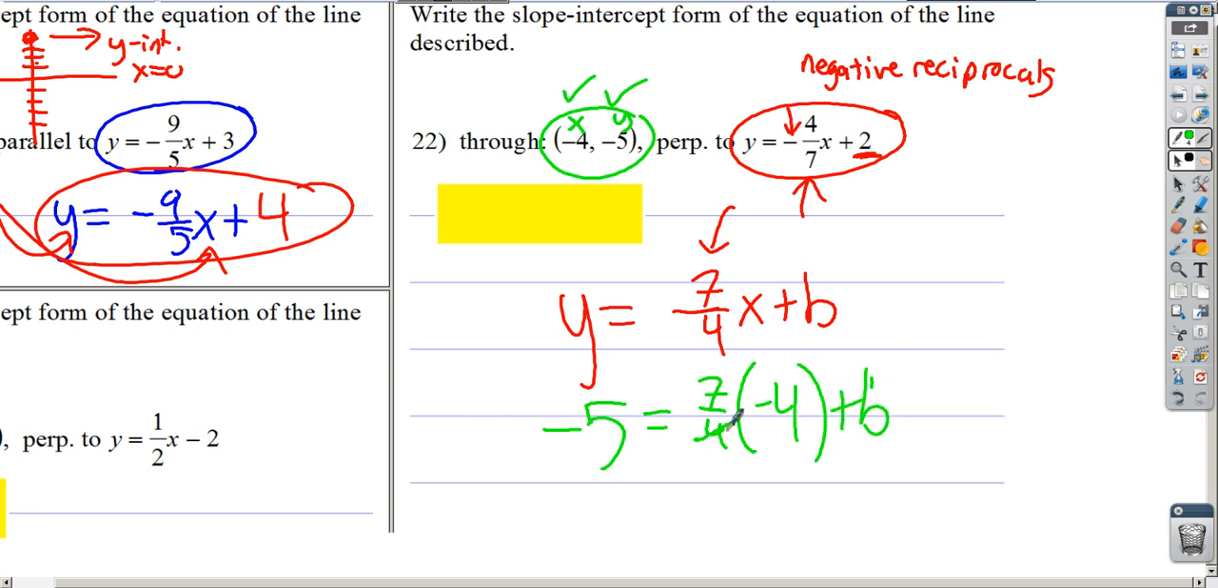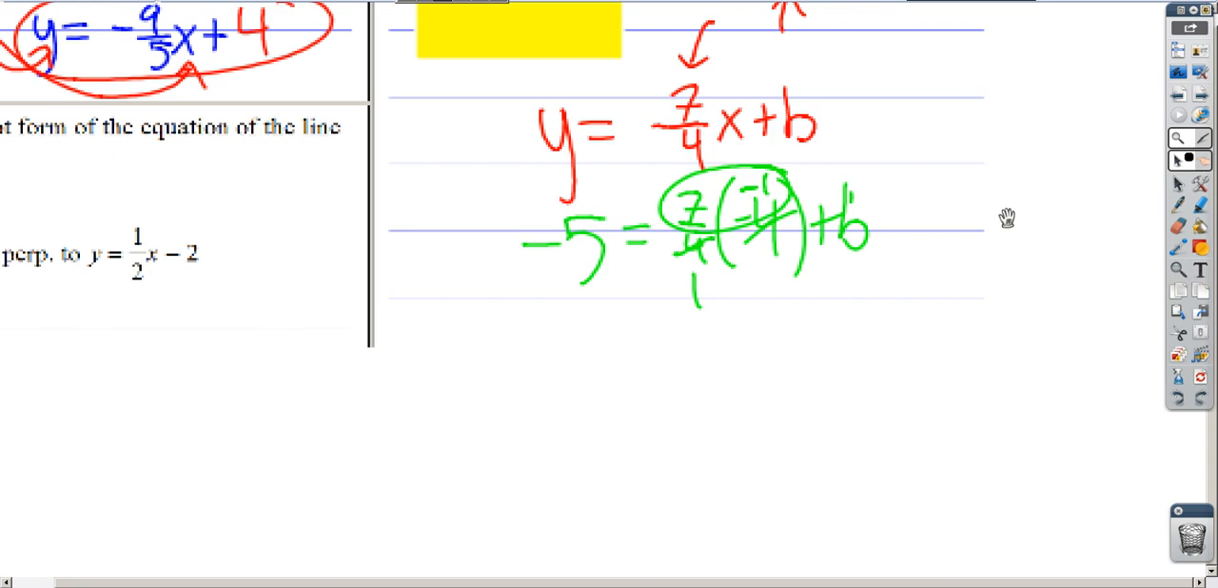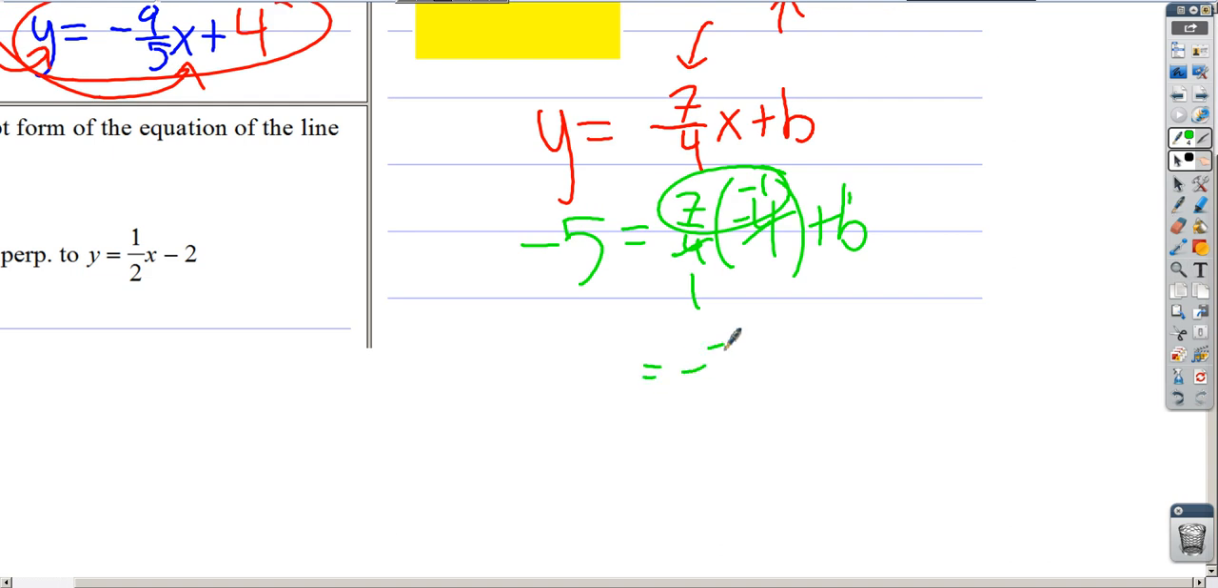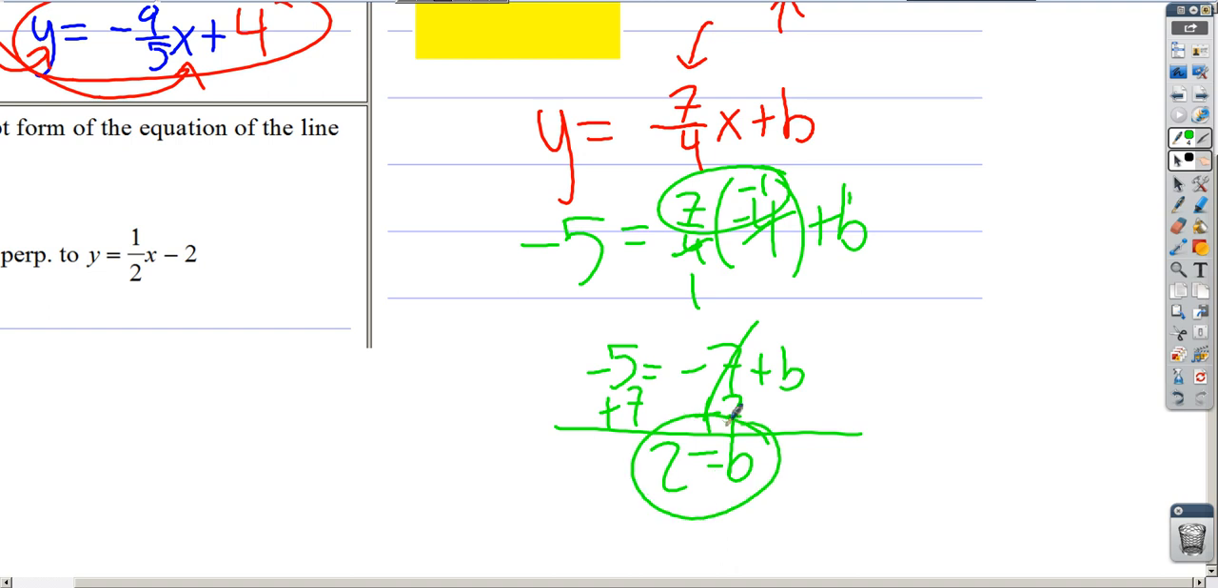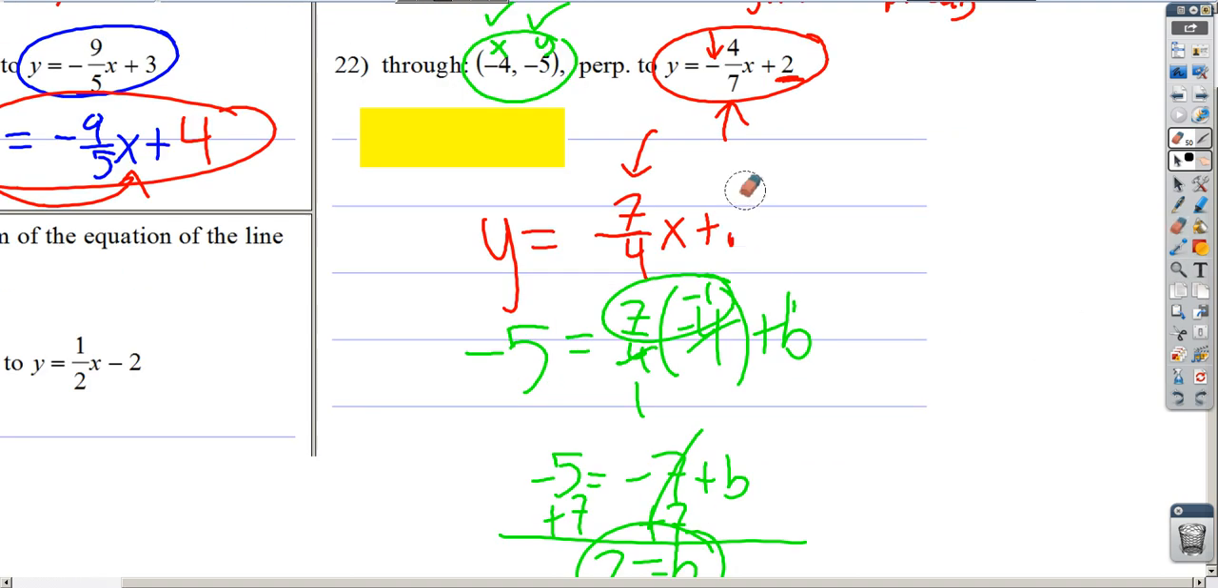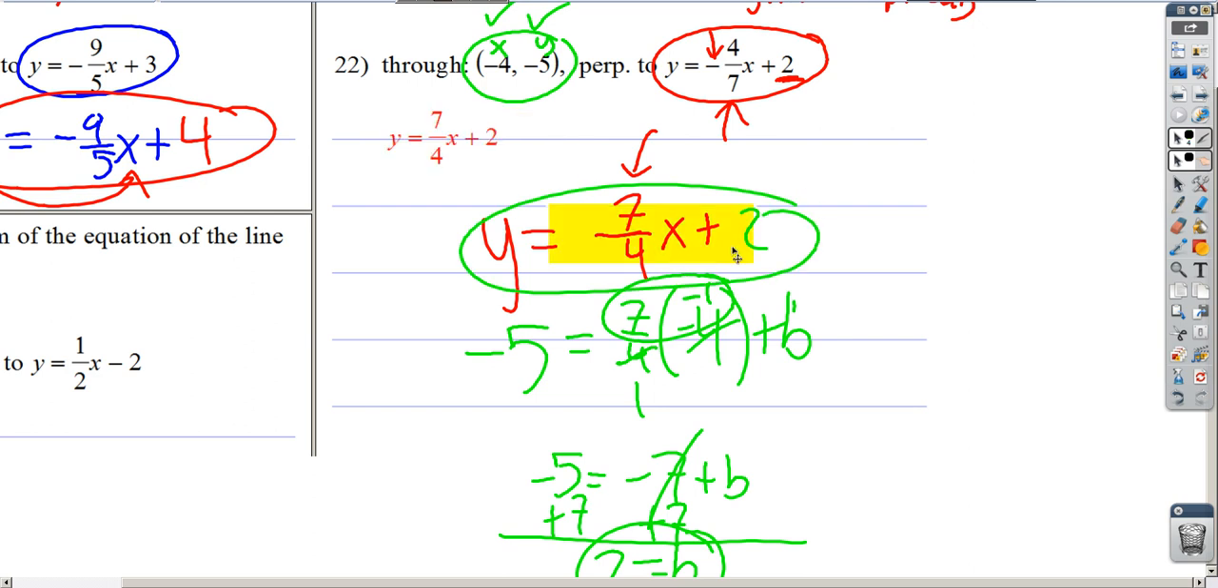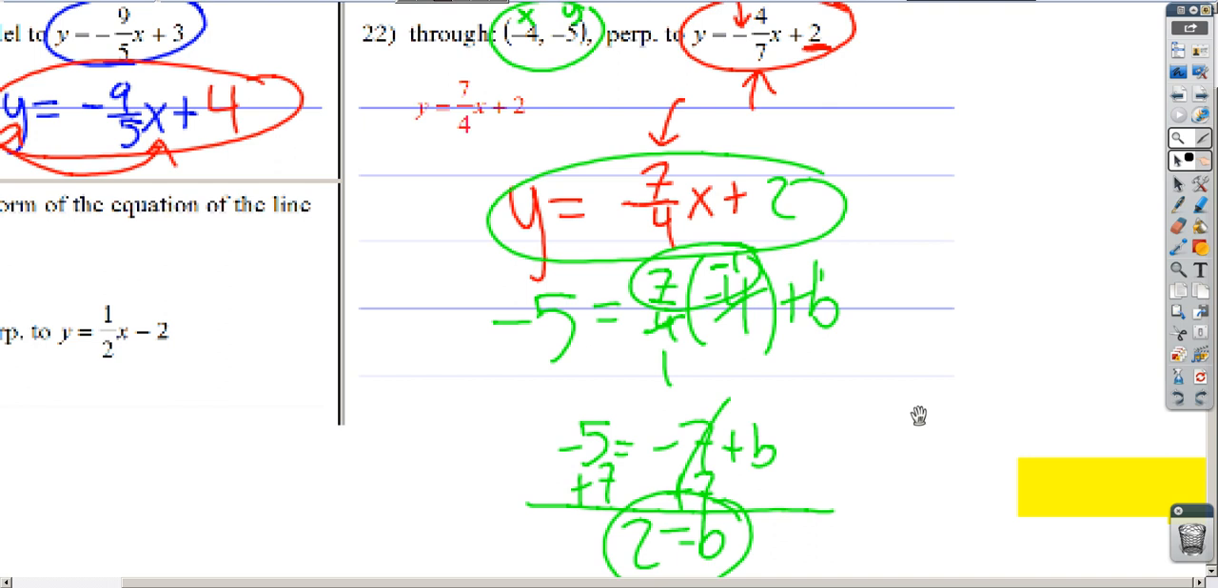Now we multiply. 4 goes into itself once, and it goes into that negative 4 negative 1 times. 7 times negative 1 gives us negative 7. So this is negative 7 plus b, which is negative 5. We're going to add 7 to both sides so we can get b by itself. And negative 5 plus 7 is equal to 2. So that means b is equal to 2. So this right here is the final equation for our line, y equals 7/4 x plus 2.